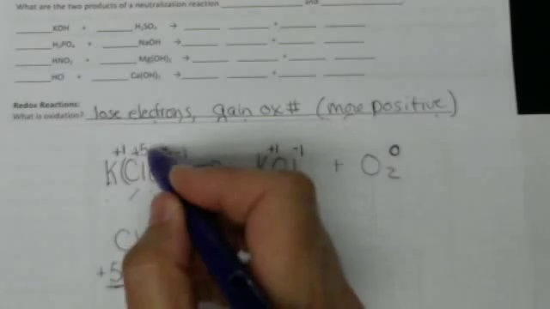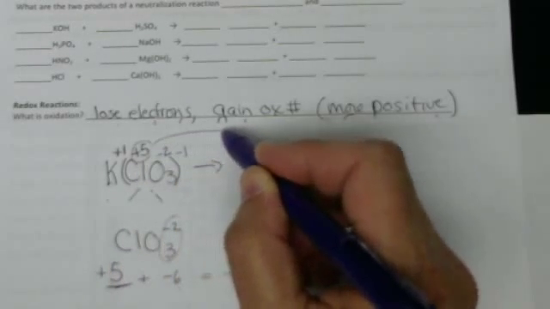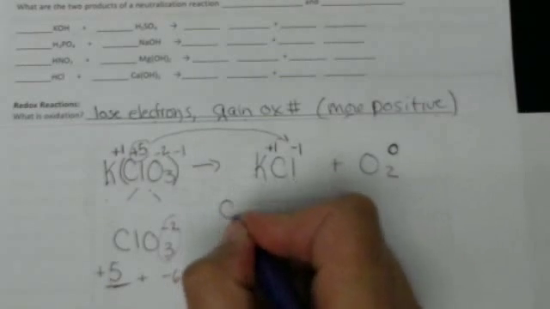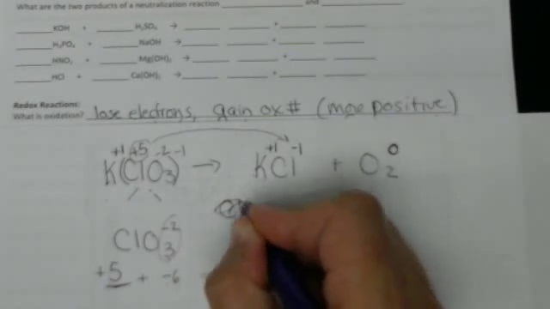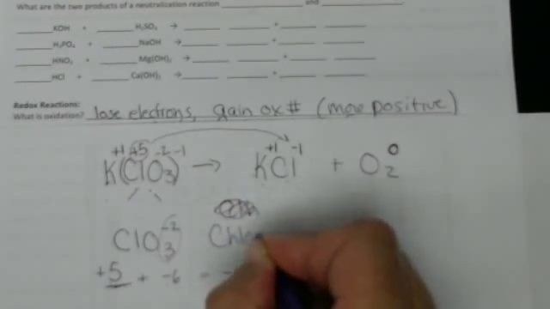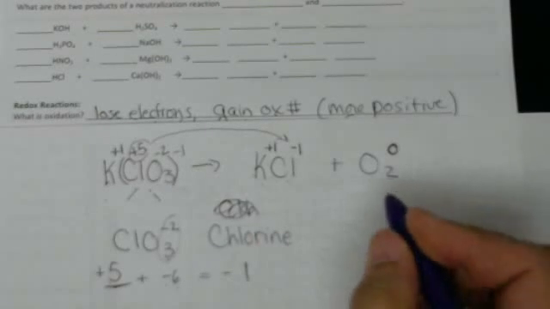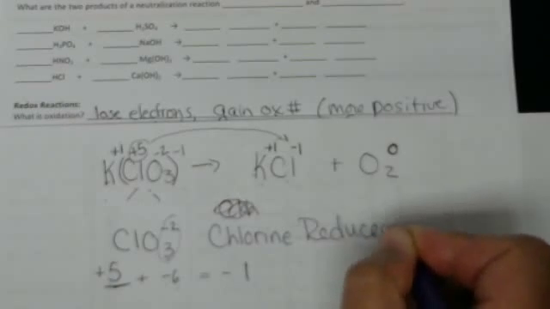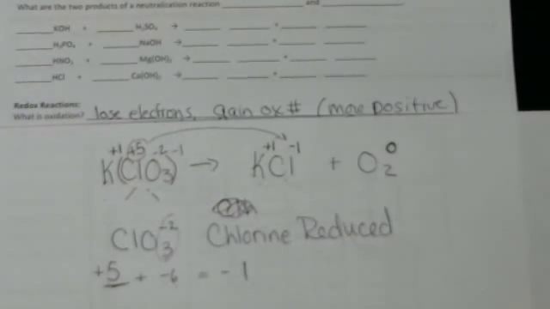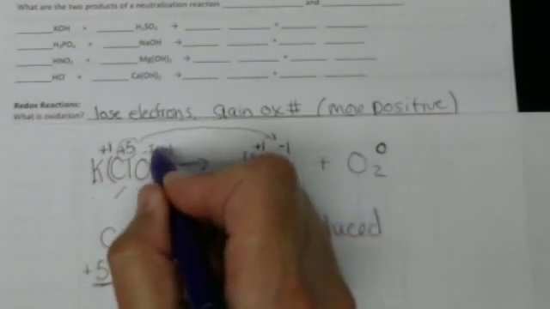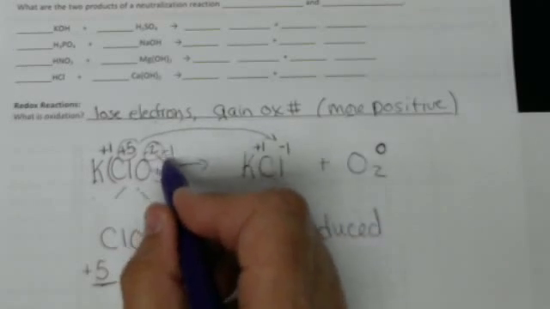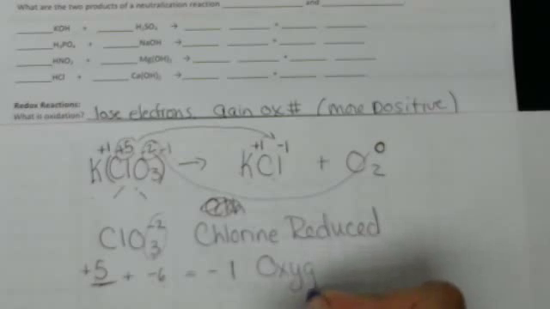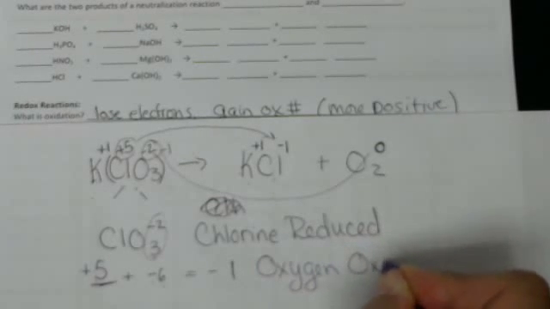So let's see what happened. Chlorine went from +5 to -1, so chlorine was reduced. Oxygen went from -2 to 0, so oxygen was oxidized.